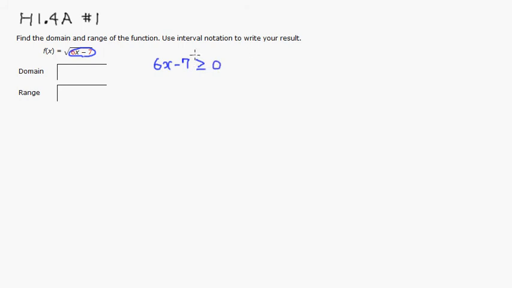Right, then we just have to solve for x. So we can isolate x by adding 7 to both sides. You get 6x is greater than or equal to positive 7. Then divide through by 6. So you get x is greater than or equal to 7 over 6.